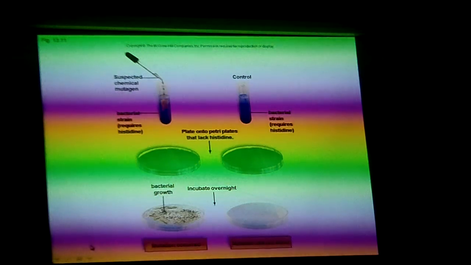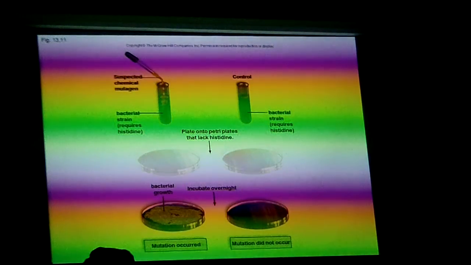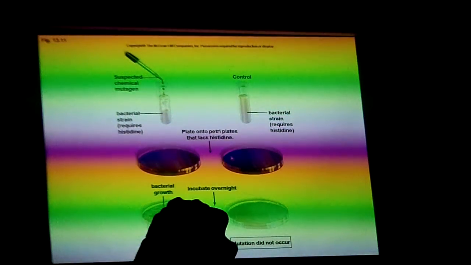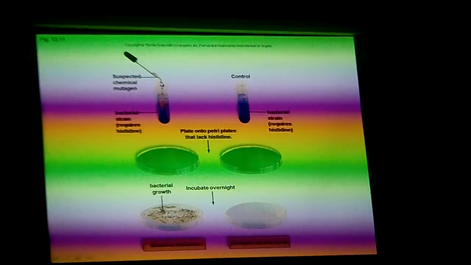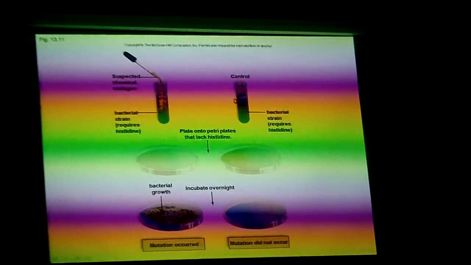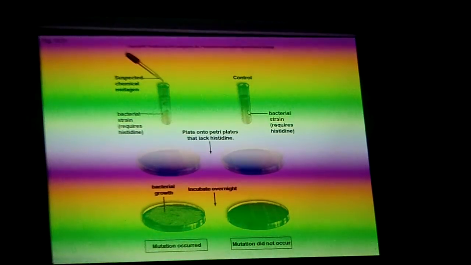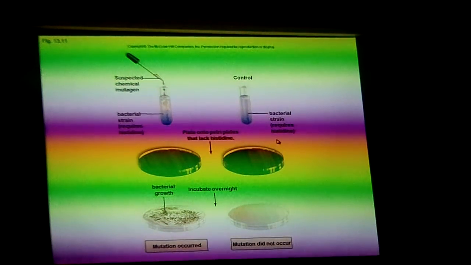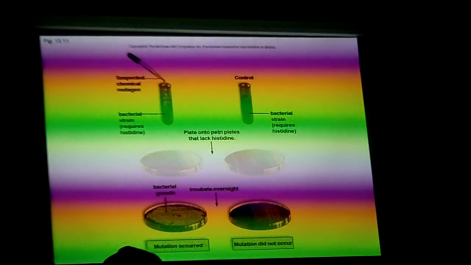The book shows a little test. It's called the Ames test. The Ames test is to test to see if a chemical might be a carcinogen. What they do is they take this bacteria, a little tiny organism, and put it in a test tube. This bacteria has to have histidine to be able to grow. Histidine is one of these amino acids. So this bacteria won't be able to grow well unless you give it histidine.